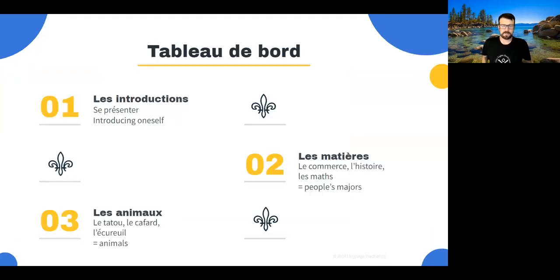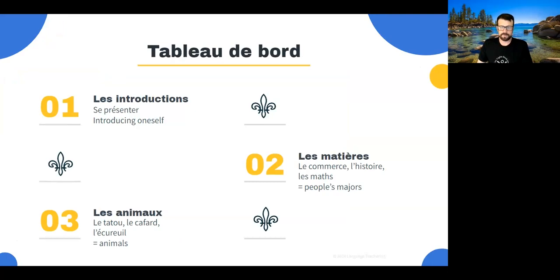Okay, tableau de bord. This is what we'll be working on today. Just 3 short sections because this is chapter 0. Présentation, se présenter. Okay. Les introductions. Okay, partie 1. Se présenter. Introducing oneself right here. We're going to be introducing ourselves. Later on, we'll be introducing other people.